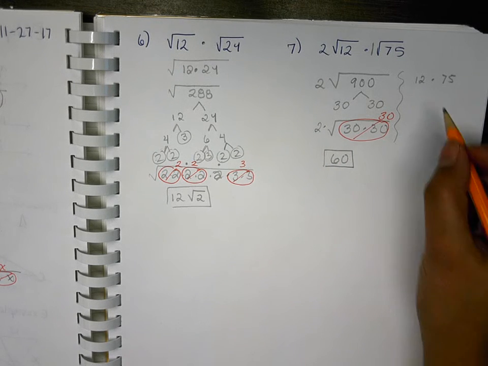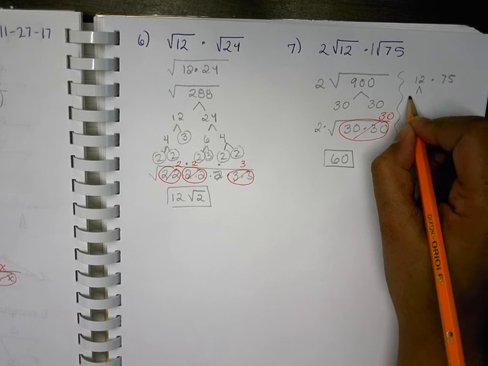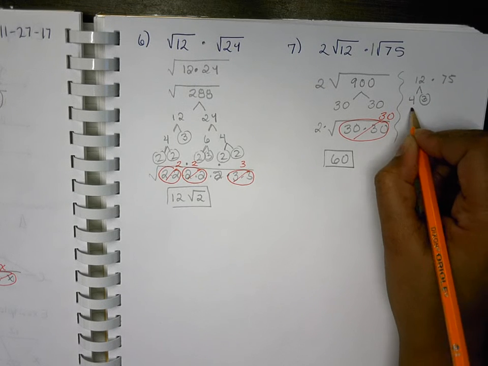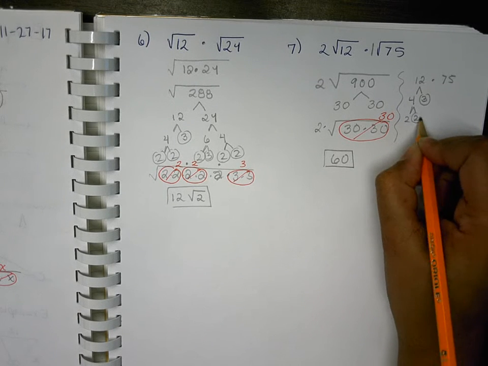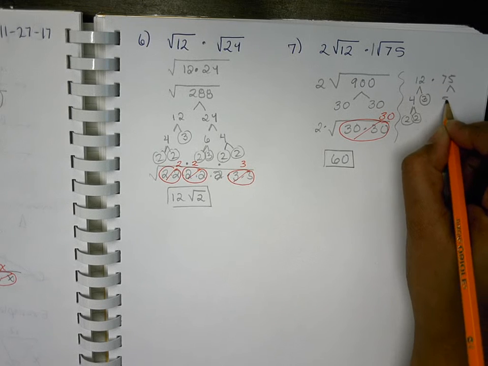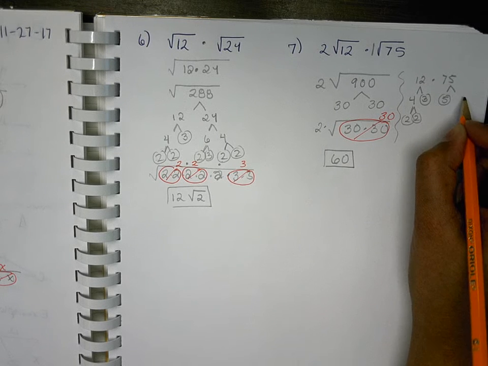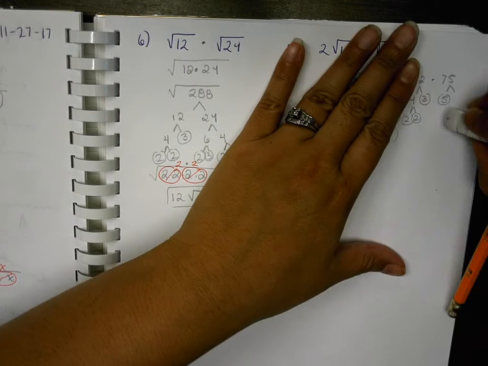So I'm going to do it. 12 is what? 4 and 3. 4 is... 75 is 5 and actually I'm going to use 25. 25 and what?